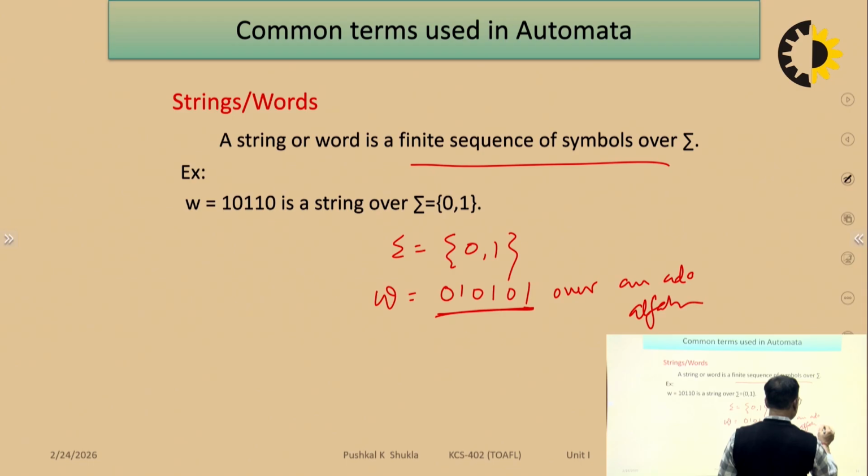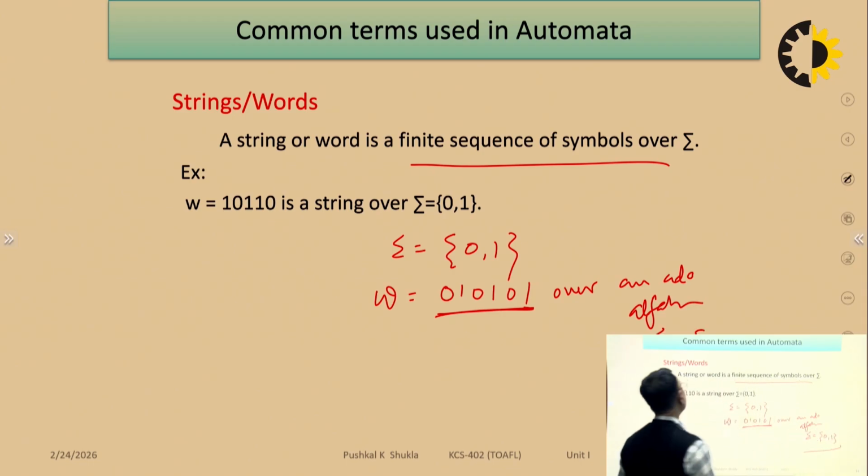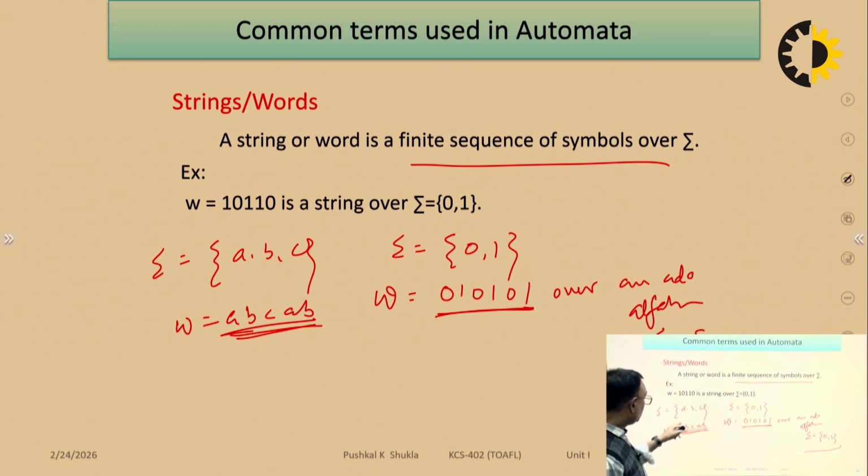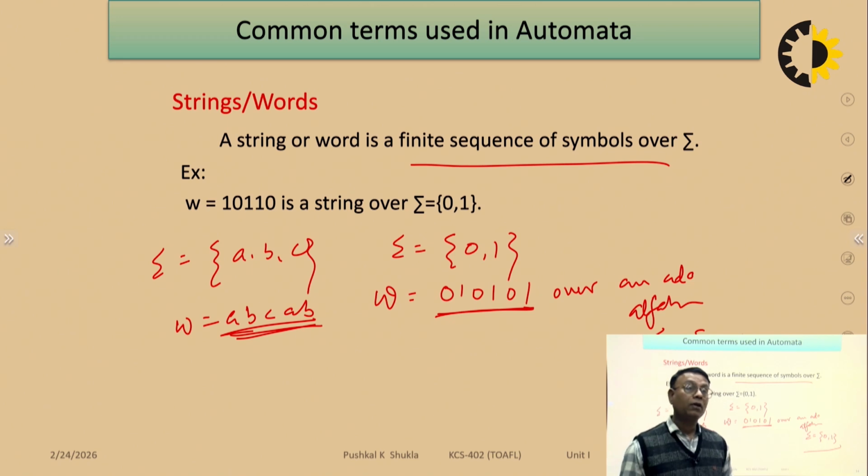Alphabet sigma equal to {0, 1} over this. Suppose another example: sigma equal to {A, B, C}, this is an input alphabet. So we can say W equal to ABCAB is a string over the alphabet A, B, C. So we can say a string, a word, is a finite sequence of symbols over that input alphabet.